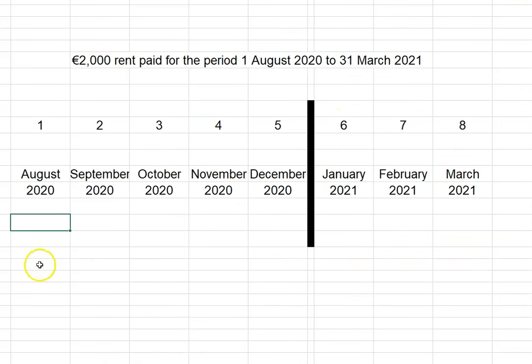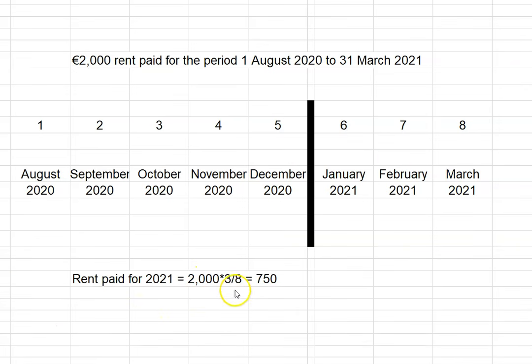Now this is just in case it helps you to look at that. So the first 5 months of the period are all in the current year. The last 3 months are in the next year end, the next accounting year, 2021. So to get the rent prepaid, the total period is 3/8 for January, February, and March 2021. So 3/8 of the 2,000 is 750.